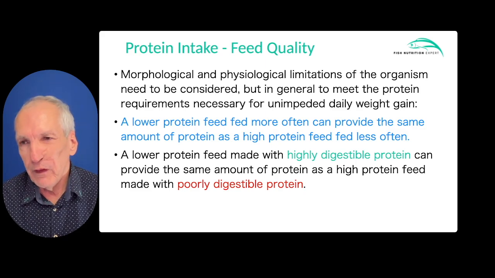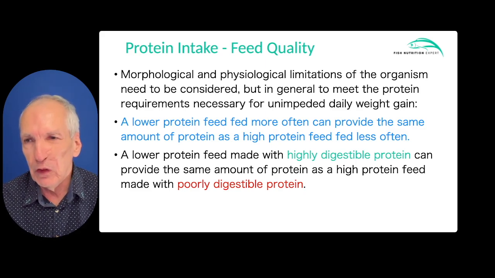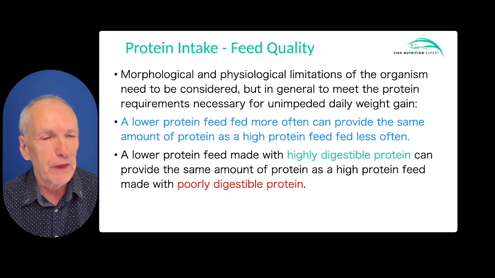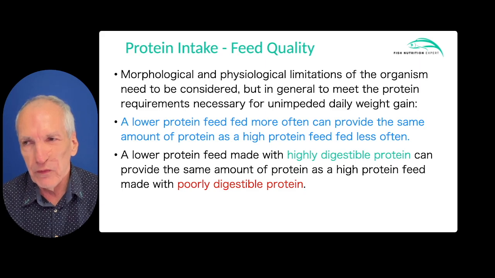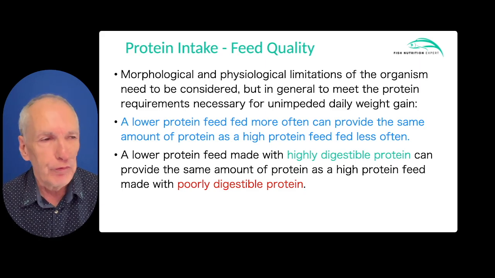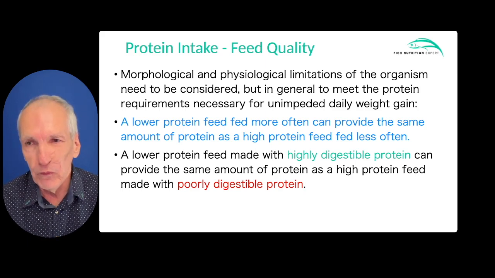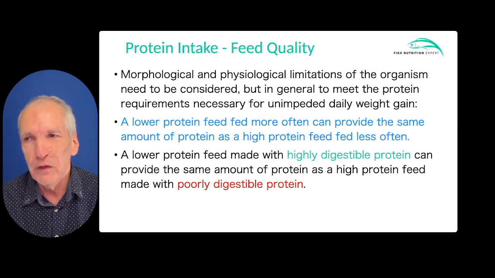So then finally, we can have a lower protein feed made with highly digestible protein. It provides the same amount of protein on a weight basis as a high protein feed made with poorly digestible protein, because in the end, we're only concerned about digestible amino acids coming from highly digestible protein.